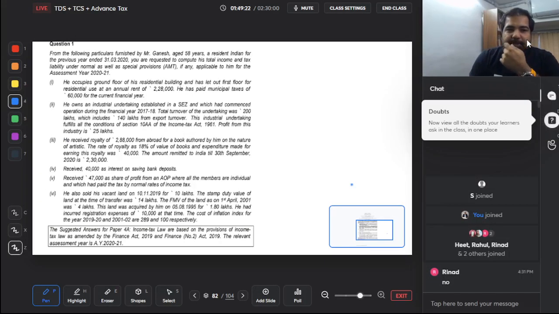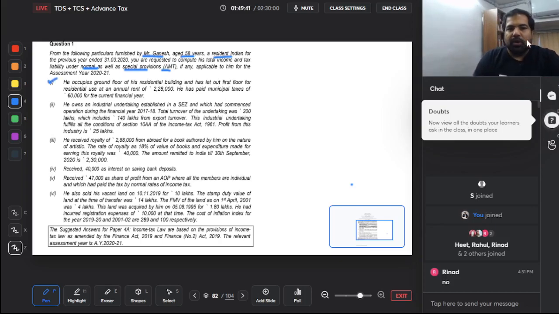Guys, this one is a person called Ganesh, who's 58 years old, is a resident of India for the previous year, and you're required to compute his income tax liability under normal as well as AMT. So this is interesting because it also has AMT. Let's quickly see first for the normal one. Every room we open, we'll see what is there in the room.